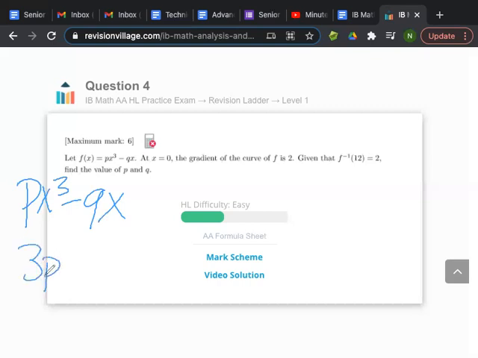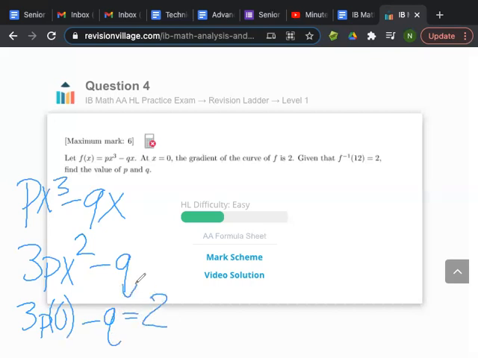3px squared minus q. Okay, and it says at x equals 0, the gradient is 2. So if I plug in 0 here, it's equal to 2. Terrible p, sorry, I thought it looked like a 9. I know, I tried to fix it. Okay, so 3p times 0, zilch. So q is negative 2.